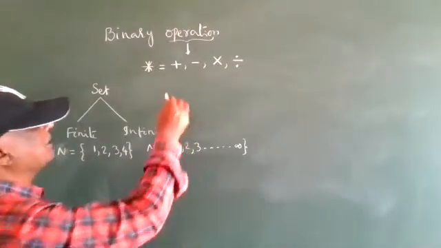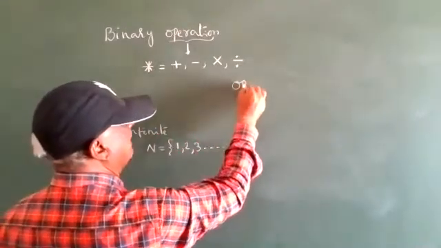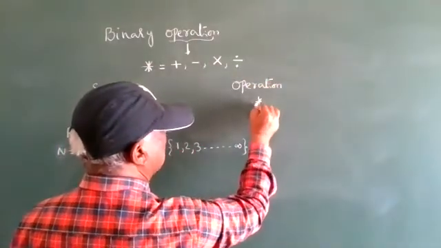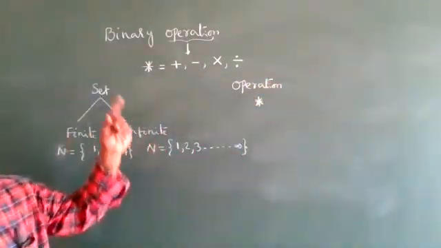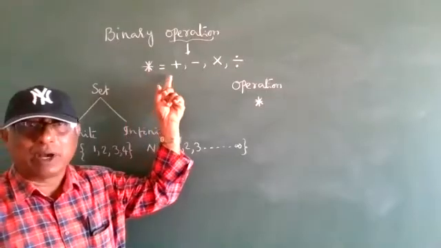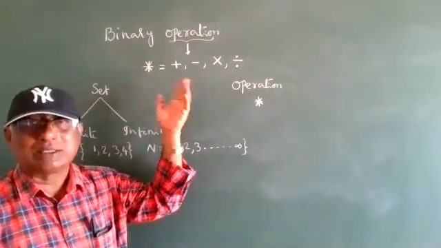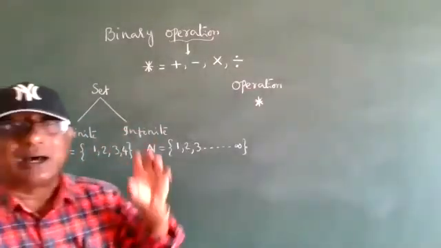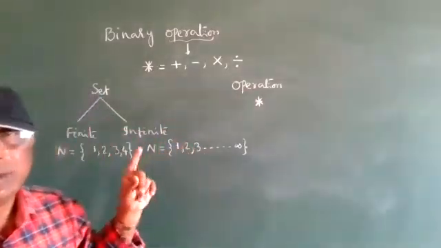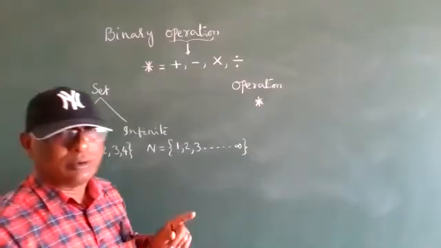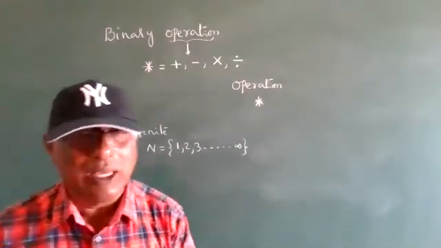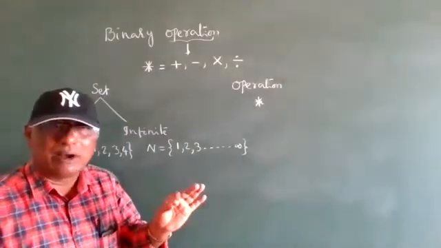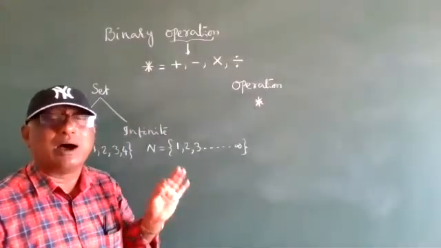Next. The operation, they will give the operation. That operation is given by the star mark. That star mark means it is hidden, by what symbols: plus, minus, multiplication or division. These are the symbols in the operation. They will give the operation. Next. So first what we are going to do is check whether the given set follows the binary operation or not.